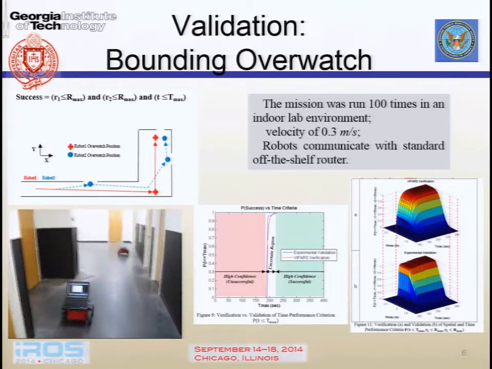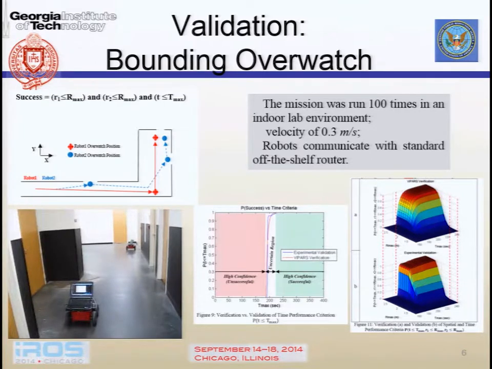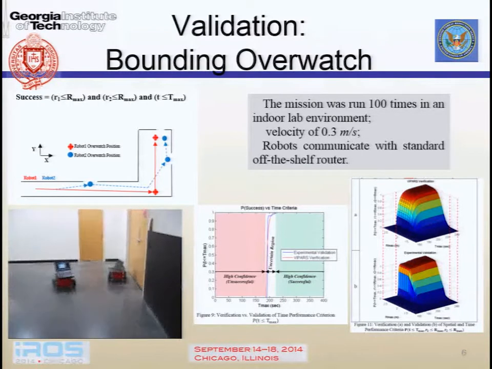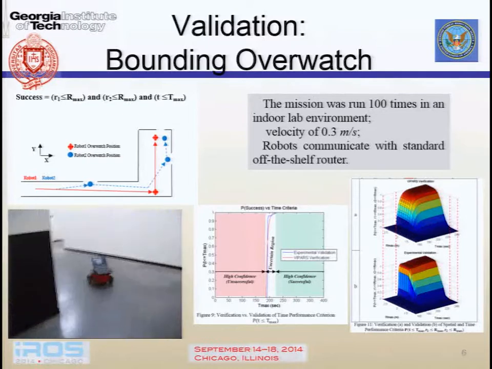Validation used 100 trials, measuring the time and end location in each case. The results shown here indicate the close correspondence between predicted and measured times in the center graph, and between predicted and measured spatial uncertainty on the right.